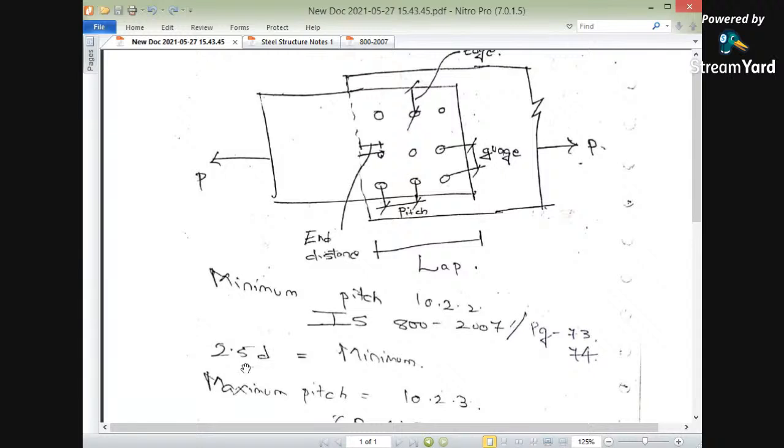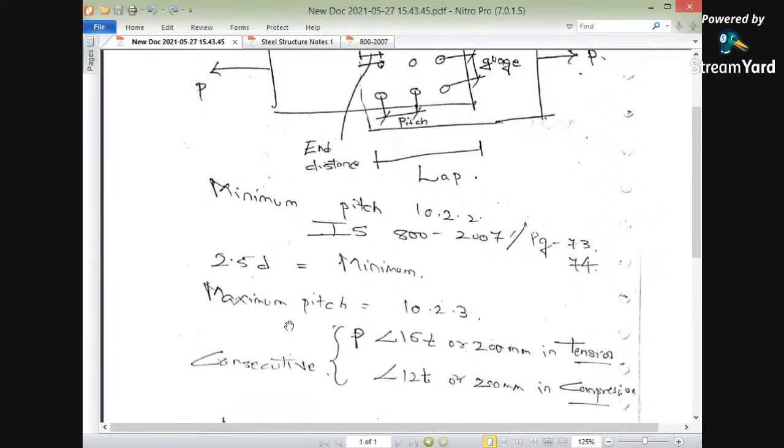What is the minimum pitch value as per IS 800:2007? It is 2.5 times the diameter of the bolt. This has been mentioned on page number 73, in clause number 10.2.2, and it is given as 2.5 times the diameter of the bolt.